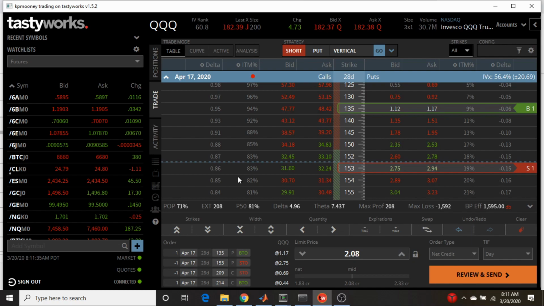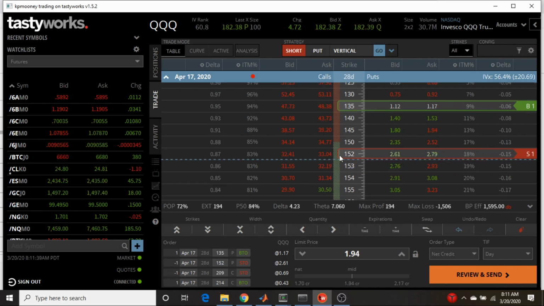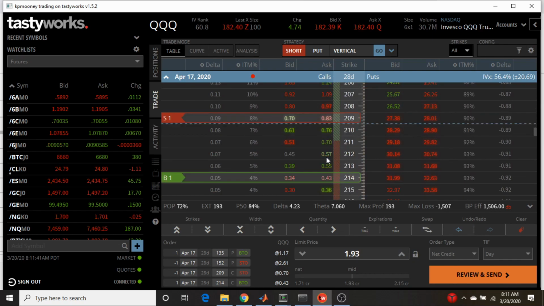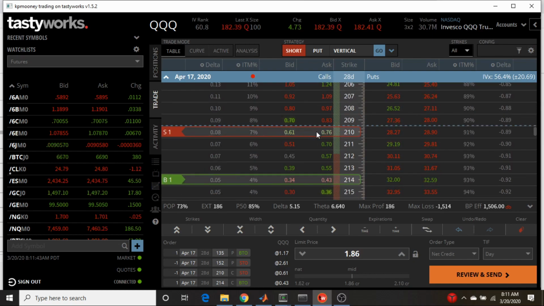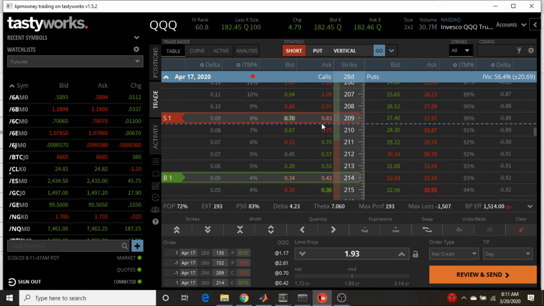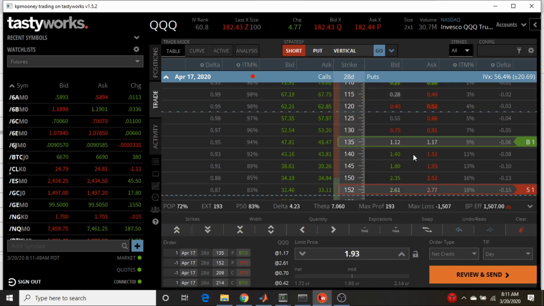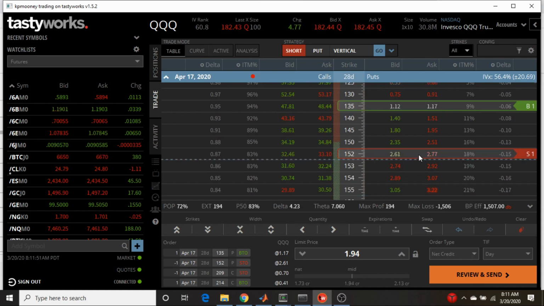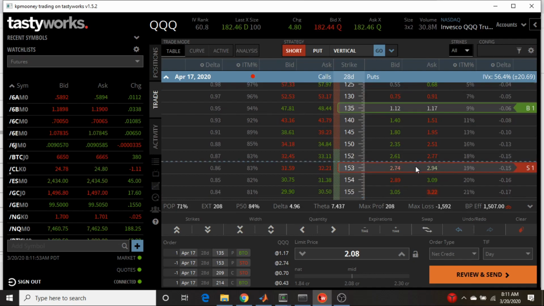Do I want to adjust this at all? What happens if I move the short strikes a little wider? $1.85. I prefer the $2. I prefer the bigger credit. So let's just go back to that. I was actually hoping this would be a little harder. I kind of like this trade here. So let's just route it.